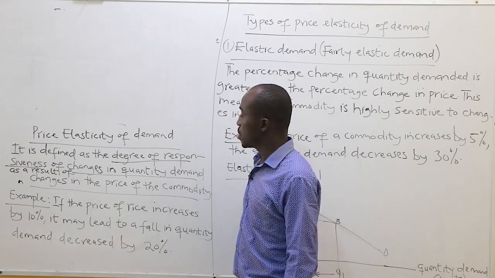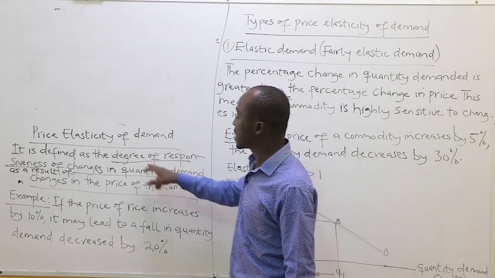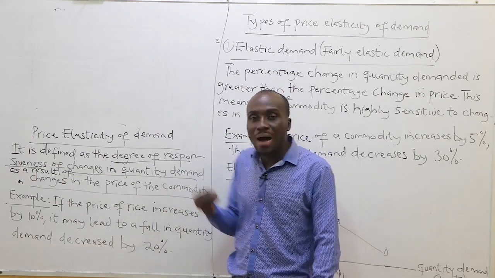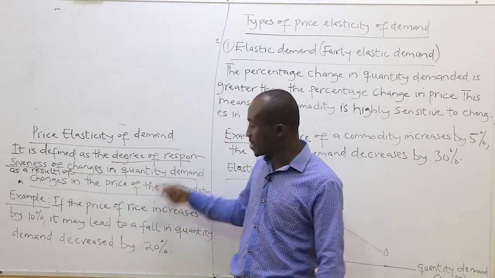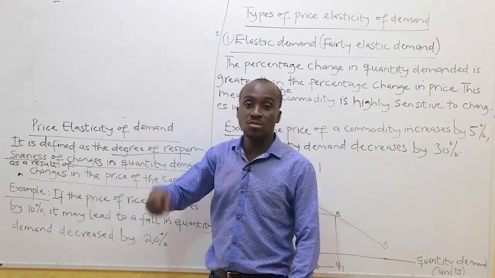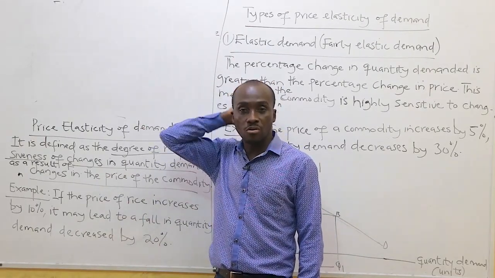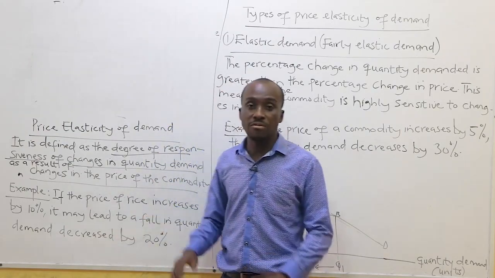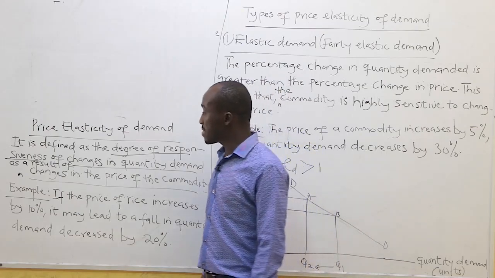What is it saying? To what extent, to the degree, to what magnitude does the quantity you buy respond to changes in the price of the commodity? Not just price. Don't just say price. If you say price, you're wrong. It can be price of a related product, but price of the commodity. Be very emphatic.